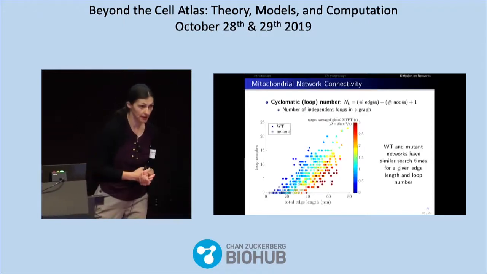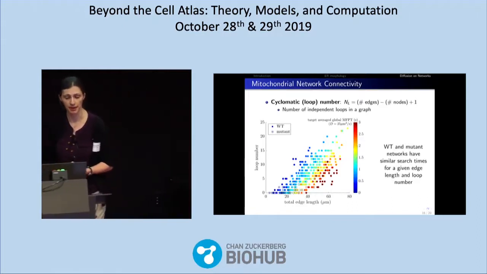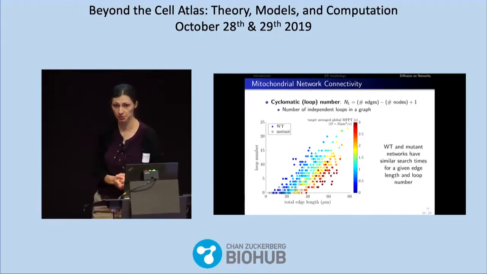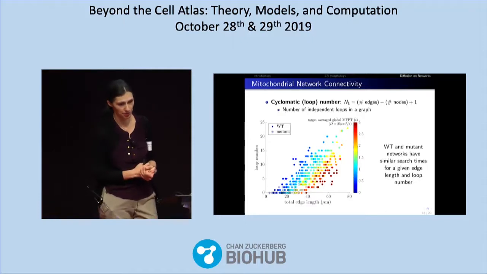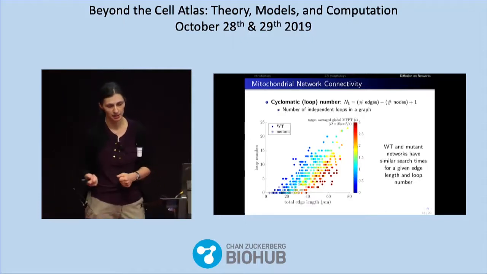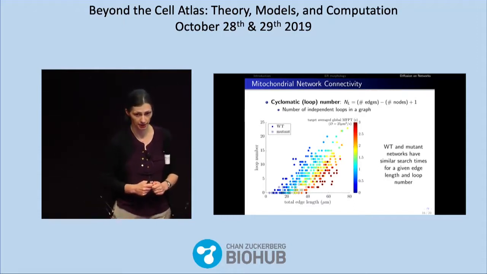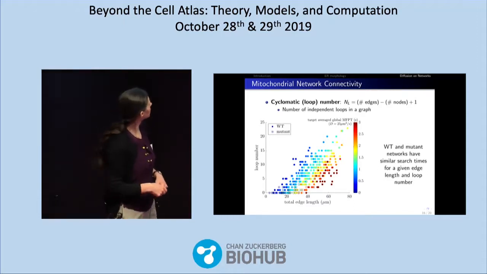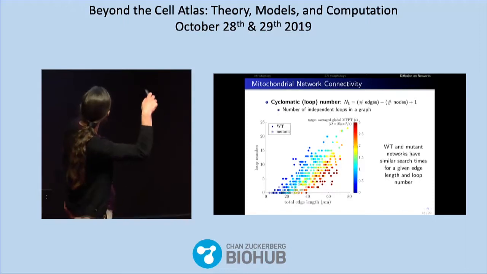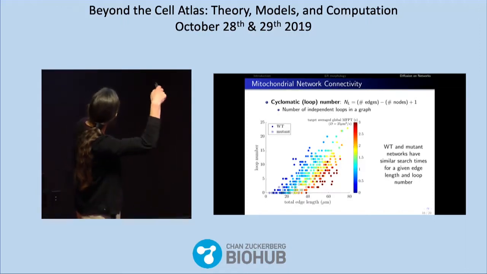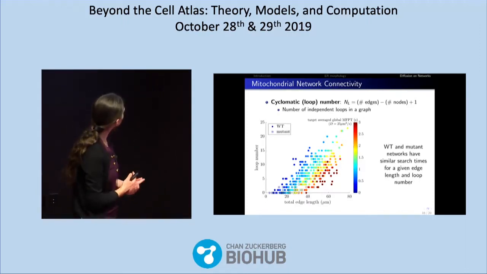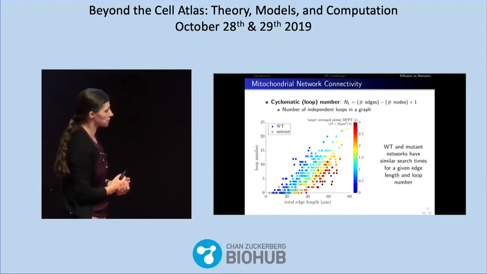All right, so we can quantify that using a metric from graph theory called the cyclomatic, or the loop number. It's easy enough to calculate for an arbitrary network. It's the number of edges minus number of nodes plus 1, and it computes the number of independent loops in a connected graph. So plotted here are all the same mitochondrial networks with the total edge length, the loop number, and then the color corresponding to the search times.